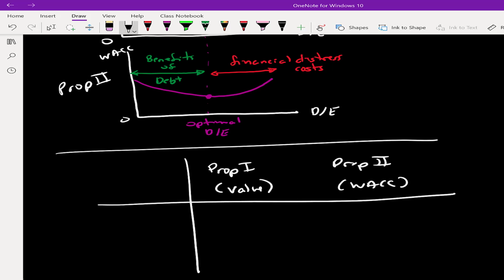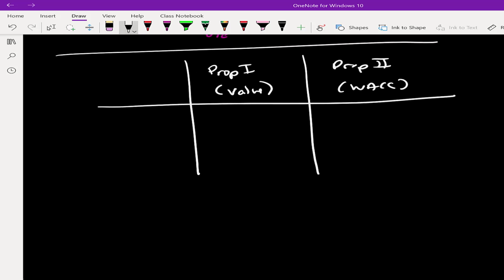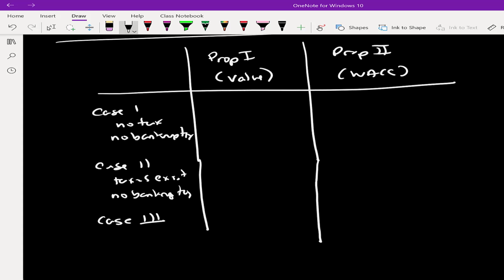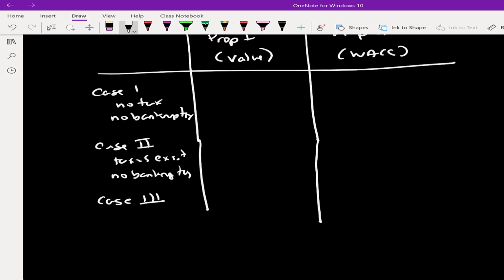Let's just look at what each of the cases says. Case 1, case 2, and case 3. Case 1: no tax, no bankruptcy. Case 2: taxes exist, but there's still no bankruptcy. And the last one is the most realistic one. You have tax and you have bankruptcy possible.